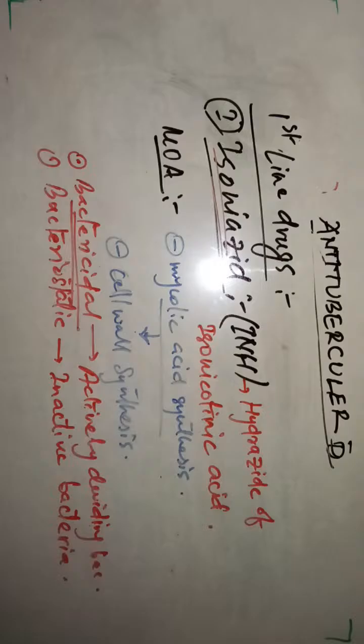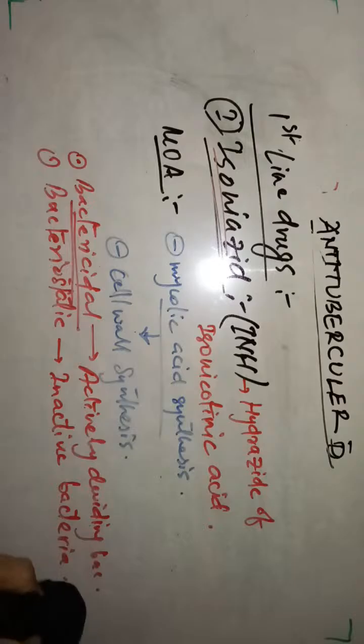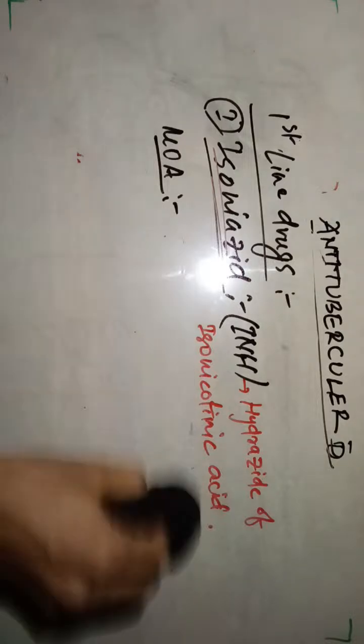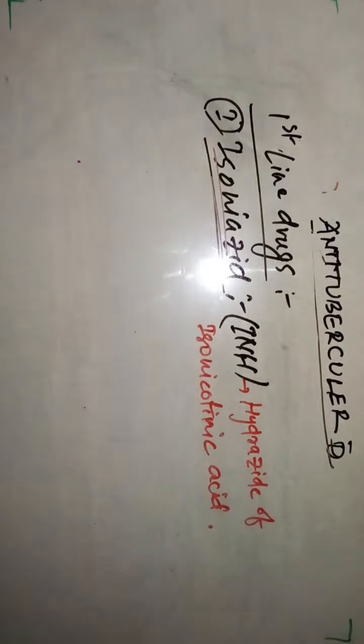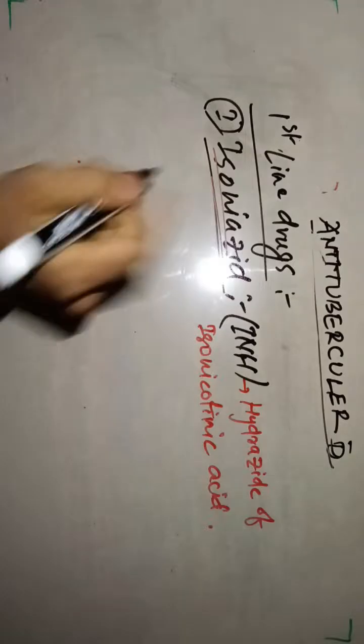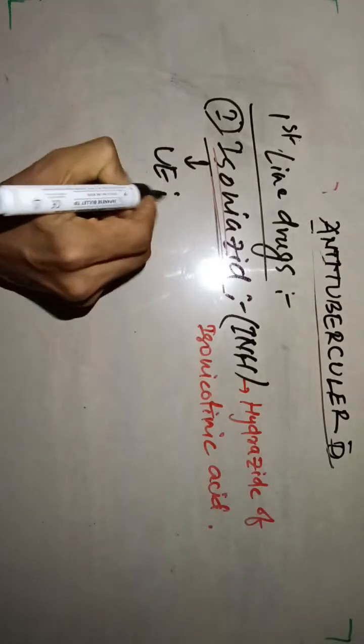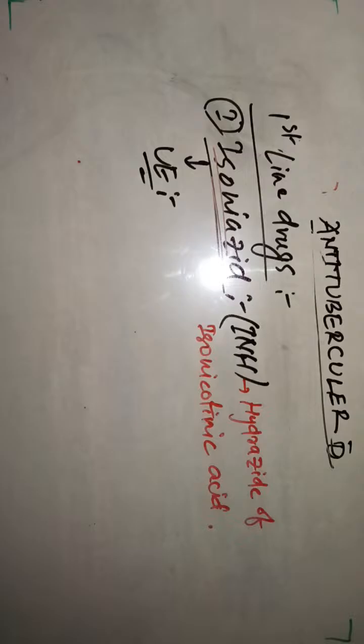So what are the unwanted effects? The unwanted effects of isoniazid are very important. First one is peripheral neuropathy due to the inhibition of mycolic acid synthesis. Peripheral neuropathy will be seen, and this peripheral neuropathy is inhibited by pyridoxine, which is vitamin B6. What are the unwanted effects? Number one is peripheral neuropathy.